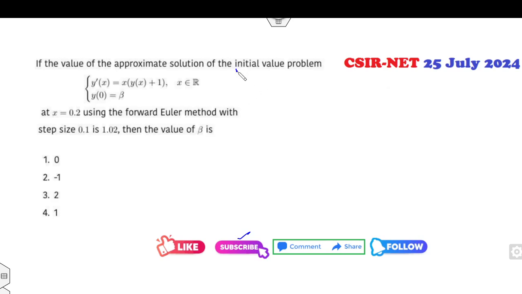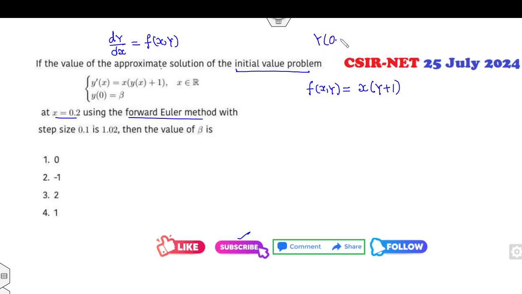Now, the first question is related to the initial value problem belonging to numerical analysis. So if I compare this equation with f of x comma y, then f of x comma y is x into y plus 1. Now, if you read the statement, the value of the approximate solution at the point y of 0.2 by the Euler method is given to be 1.02 with the step size 0.1.